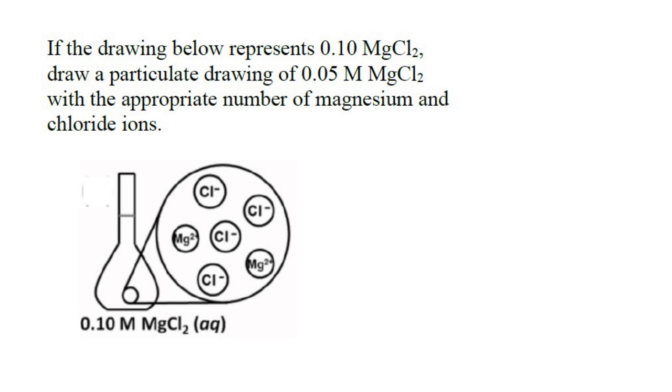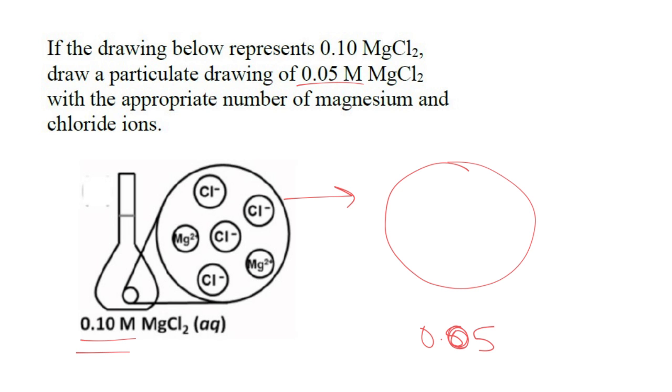And in our last example, it says the drawing below represents 0.1 molar of magnesium chloride, and we want to draw a particulate diagram that shows 0.05 molar. Okay, so I've got 0.1 molar right here. I want to draw a similar diagram, but not 0.5, 0.05. If I'm going to draw the particulate diagram for something that is 0.05 molar compared to 0.1, the concentration is going to be cut in half, right?